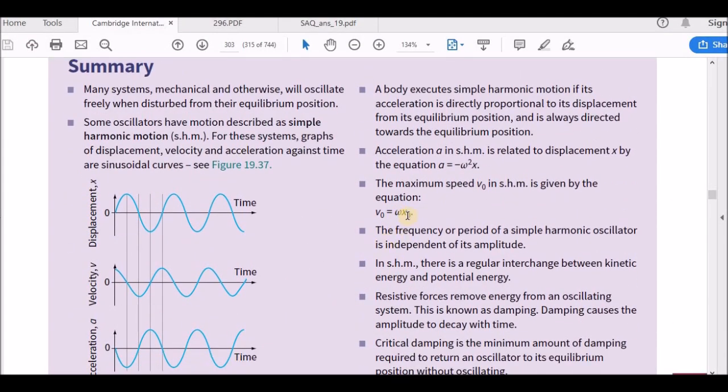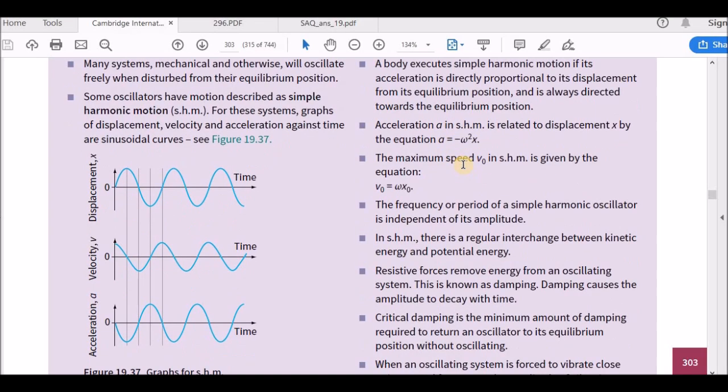A body executes simple harmonic motion if its acceleration is directly proportional to its displacement from its equilibrium position and is always directed towards the equilibrium position. You should know the definition of simple harmonic motion, and I also explained this in detail at that time. Acceleration a in simple harmonic motion is related to displacement x by the equation, this one.